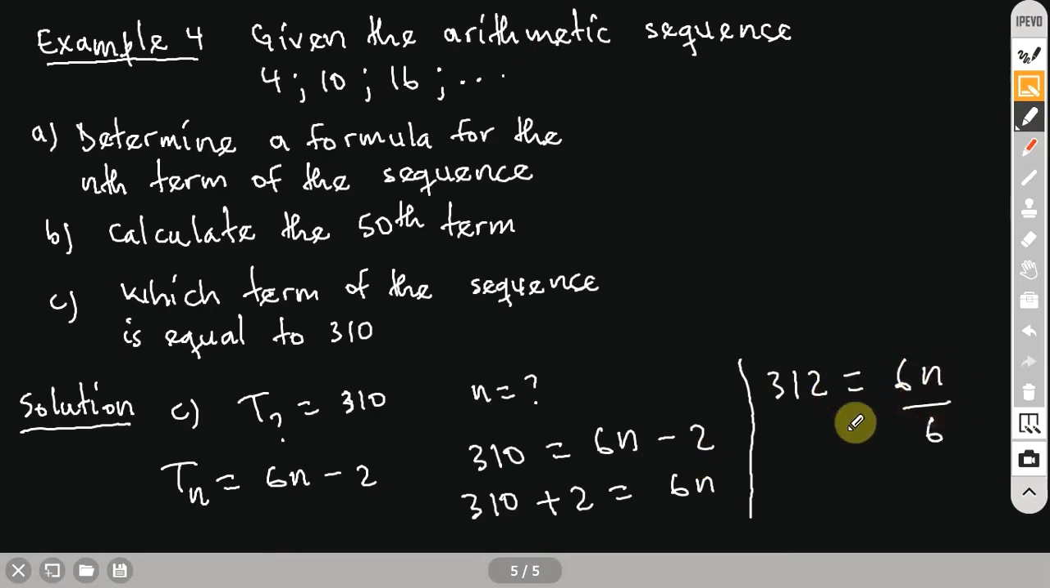So you divide by 6 on both sides, and then here you will have n is equal to, what is 312 divided by 6? It will be 52. You can check that with your calculator. So n is equal to 52. So which term of the sequence is equal to 310? So that will be T52. We have solved the question. And let's move on to the next example, example number 5.